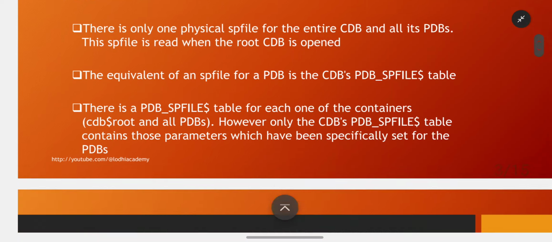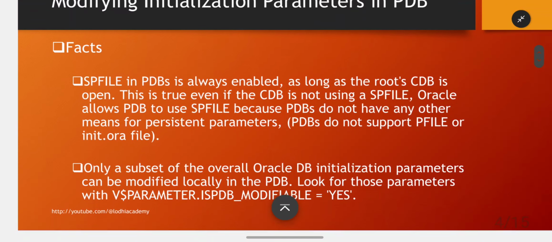SPFILE in PDBs is always enabled as long as the root CDB is open. This is true even if the CDB is not using an SPFILE. Oracle allows PDBs to use SPFILE because PDBs don't have any other means for persistent parameters, meaning PDBs do not support pfile or init.ora file.